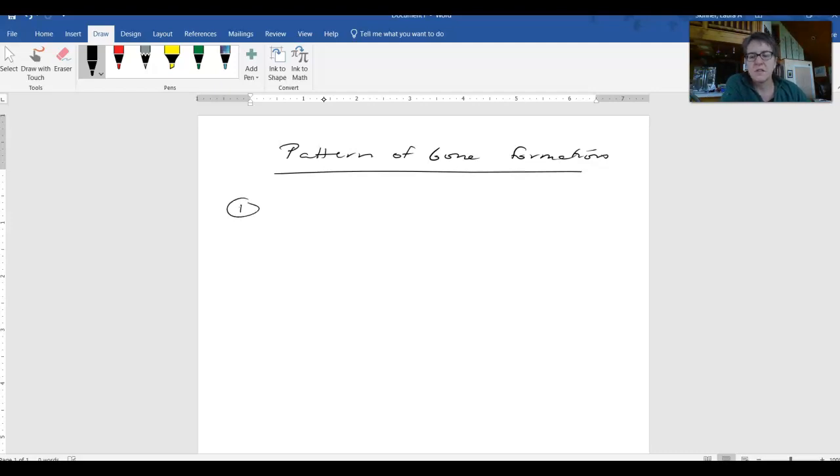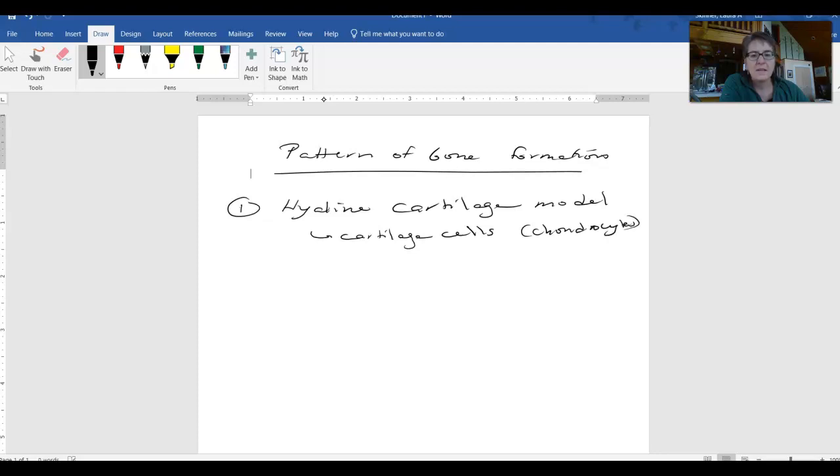The first thing you'll always need is a hyaline cartilage model. Bone is stupid, I'll be honest. It doesn't know where to put bone down unless somebody's telling it where to do that. So all bone will start out as a hyaline cartilage model. It's not that it gets turned into bone. Cartilage cells, called chondrocytes, will lay down where bone should be.